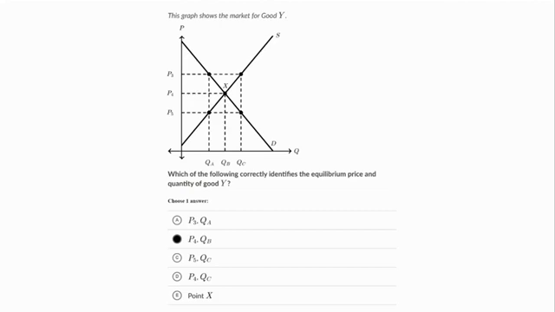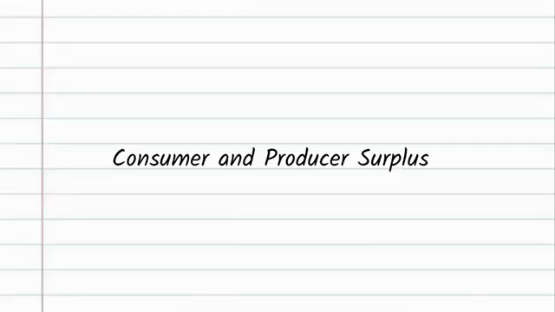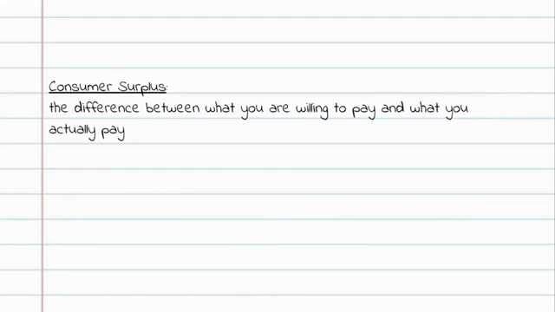The next thing we learn about in this topic is consumer and producer surplus. Consumer surplus is the difference between what you are willing to pay and what you actually pay. An example of consumer surplus is you're craving some watermelon, so you go to the grocery store. You brought $20 with you, and when you check out, you find that the total cost is $9. You saved $11, which is your consumer surplus.